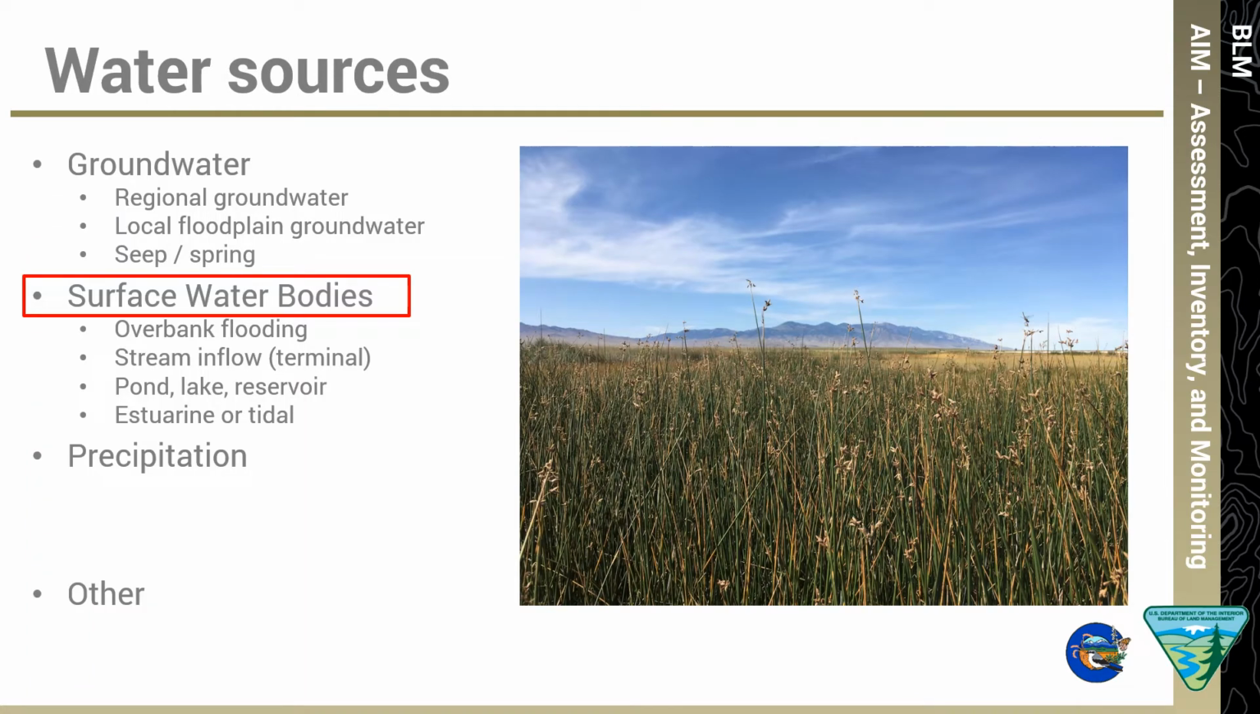The second set of water sources all fall under the same category of surface water. They include overbank flooding, stream inflow, ponds, lakes, and reservoirs, and estuarine or tidal flows.